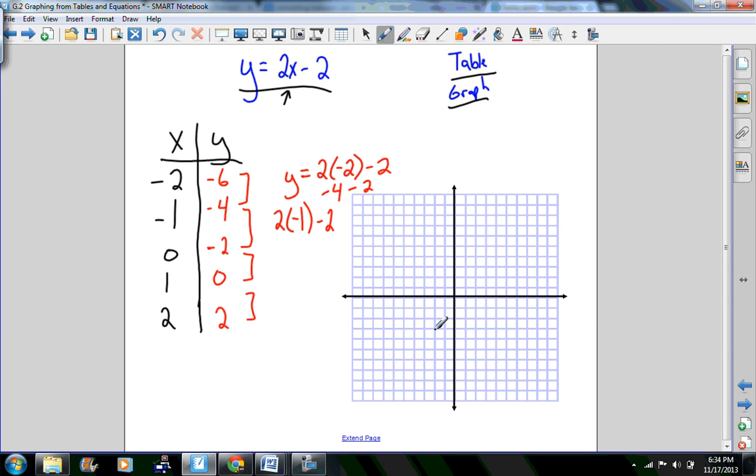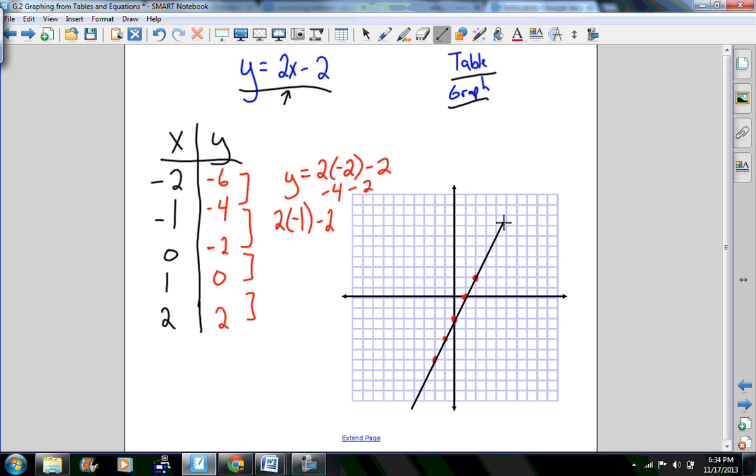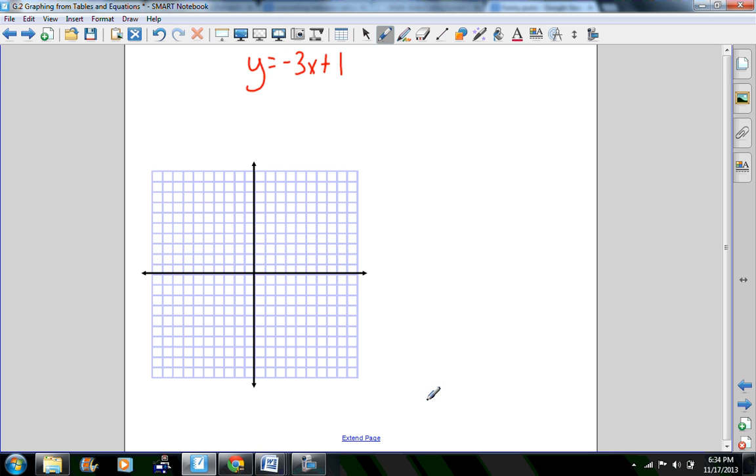So -2, -6, -1, -4, 0, -2, 1, 0, and 2, 2. Once again, we would make the line. That's actually a pretty good line on the first try. If it doesn't work, then one of our points would be off, but this looks perfect for us. So these problems have a couple built-in checks that you can do. All right. I want you to try this one on your own, see how it goes, and then I'll graph it for you.